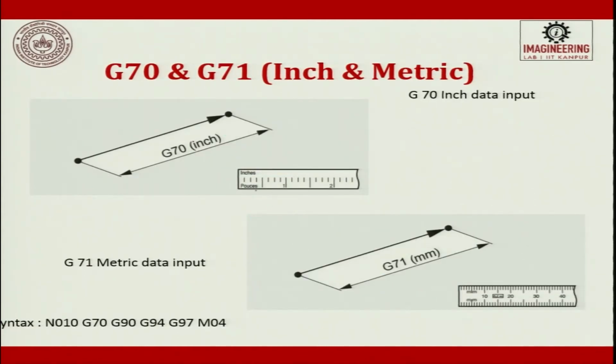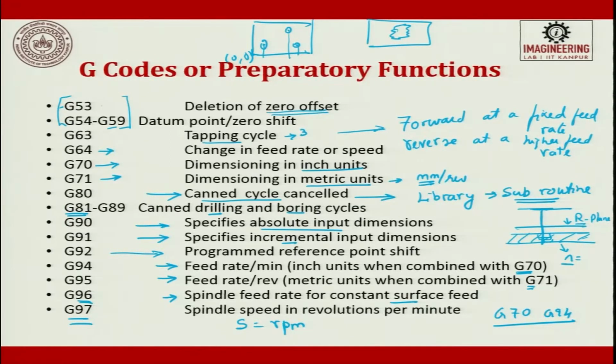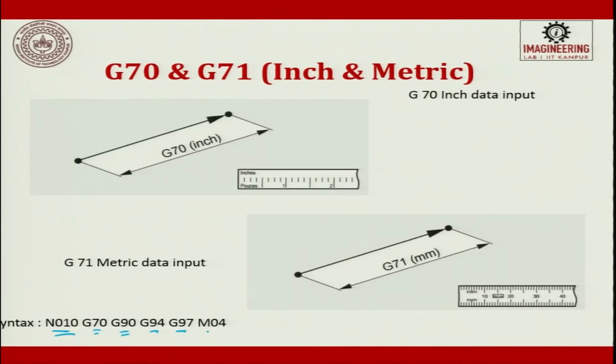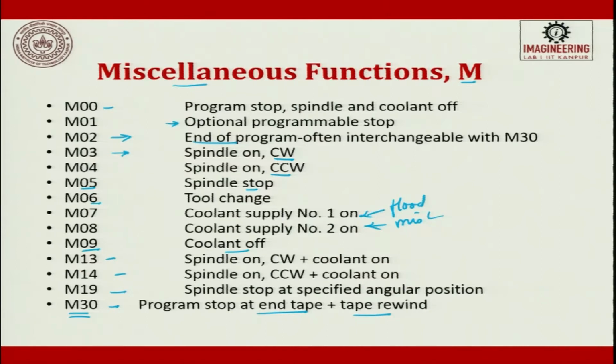This G70 and G71, it is in inches. And G71 is in metric. So, this is what our syntax is. You can write it as N10 G70, which is in inches, then you call G90, which is in absolute scale, then G94, G97 and M04. Let us see what G94 is. It is feed rate in inches per minute, and then G97 is spindle speed in revolutions per minute. So, we have put all those points here. It is one syntax you can call: G94, G97, and M04 is spindle on. So, all these things are done in one line.